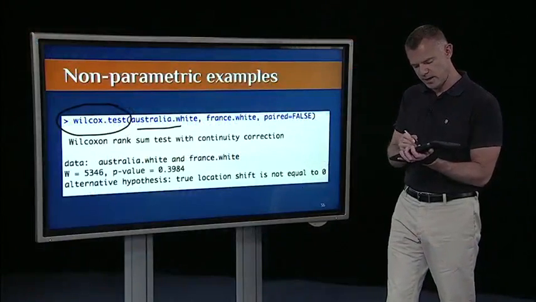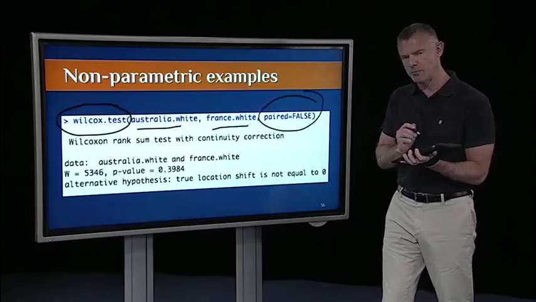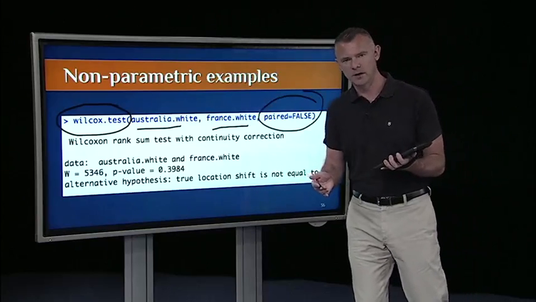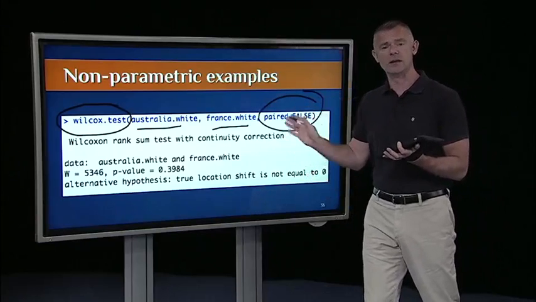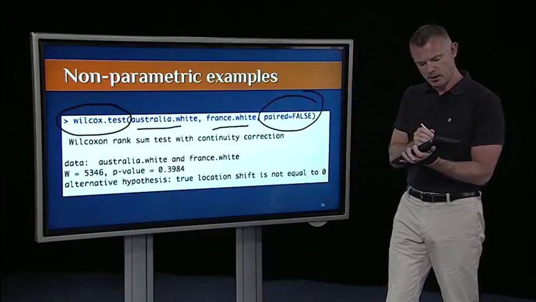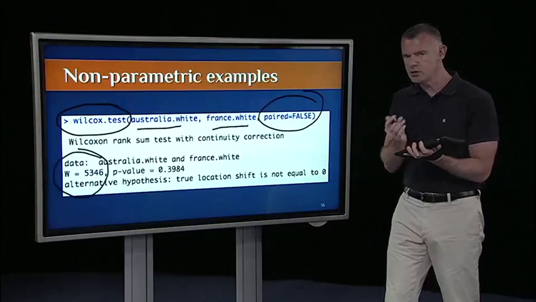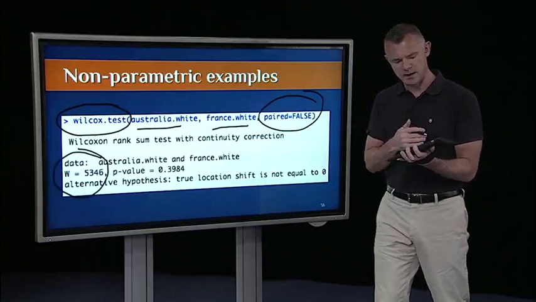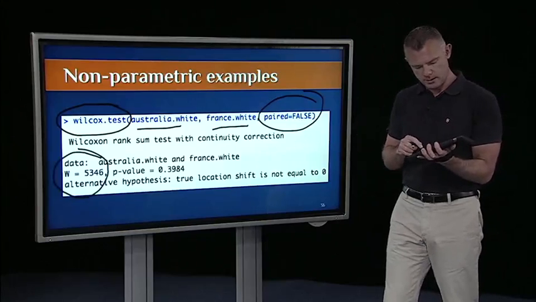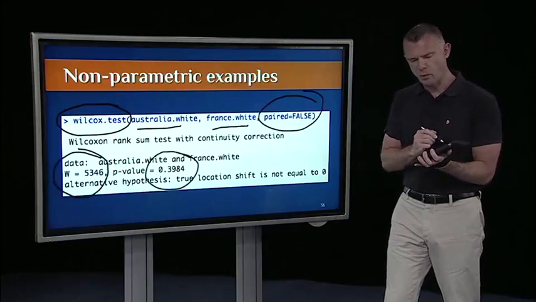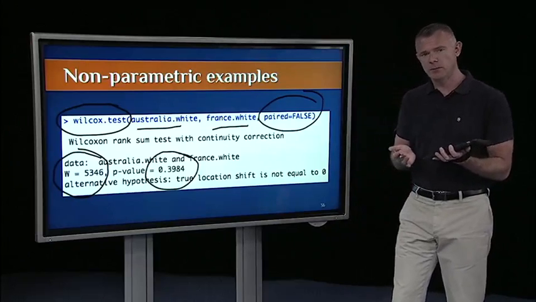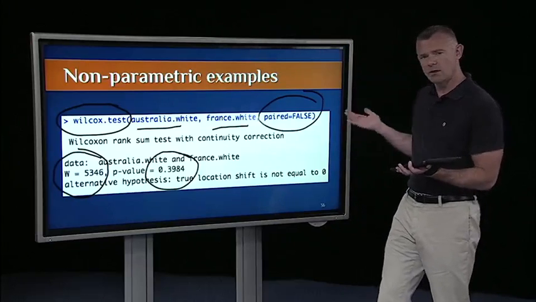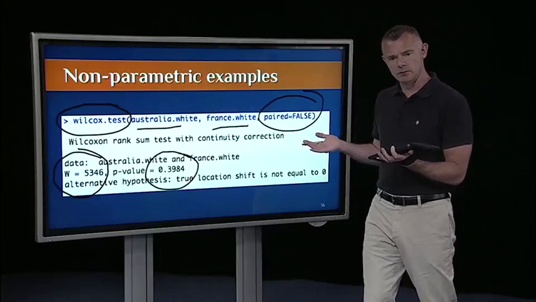You put in your 2 values, and here you have to say paired equals false because this is an independent, the equivalent of an independent t-test. We get not a U value, they give it W instead for Wilcoxon. But look at the p-value, it's 0.39. Not significant, not even close to being significant, because there was very little difference between those 2 groups.